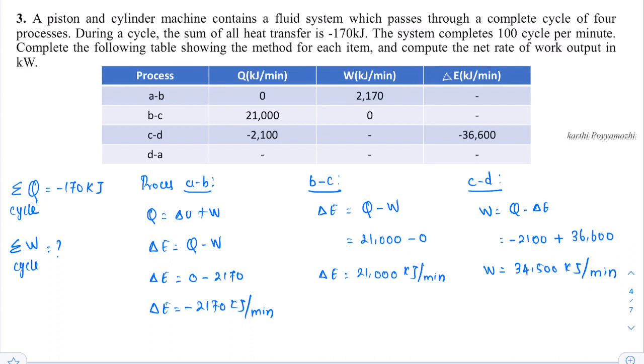We have found the values for these three processes, and in the fourth process we don't have the value of Q, that is the heat transfer, work done, or the change in internal energy. All three values are unknown, but we have the value of summation of Q. For a cyclic process, we have Q equal to minus 170 kilojoule. By substituting this value, we can find the value of Q of DA.